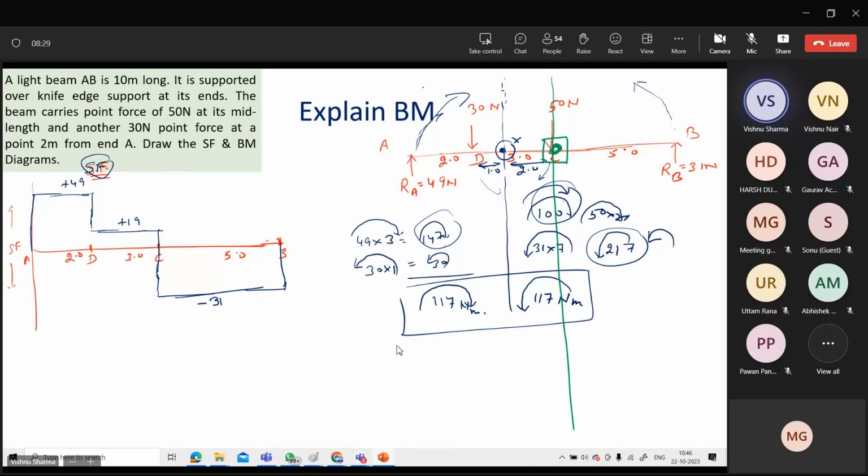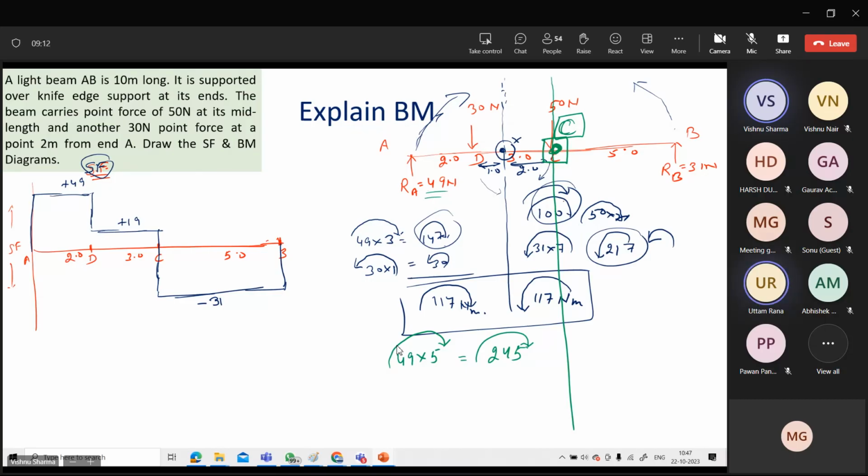49 newtons will cause clockwise moment, and it will be 49 into 5. Does everybody agree clockwise? Yes or no? This 49 newton causes a 49 into 5 newton meter clockwise moment about point C. This is point C, guys. Yes or no? Somebody who had a doubt, is that correct now? Yes, sir. 49 into 5, so this will be 245 newton meter clockwise.